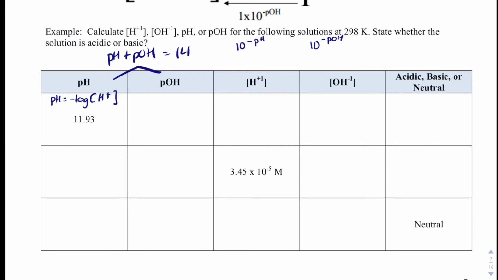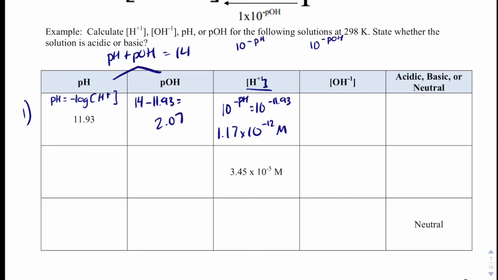So I already have pH in this first one. We'll call this number 1. And in number 1, I've got 11.93 as the pH, so I'll take 14 minus 11.93. And when I do that, I get 2.07. Now, to get H plus, I'm going to take 10 to the minus pH, so this is going to be 10 to the minus 11.93. And when I plug that into my calculator, I get 1.17 times 10 to the minus 12 molar.